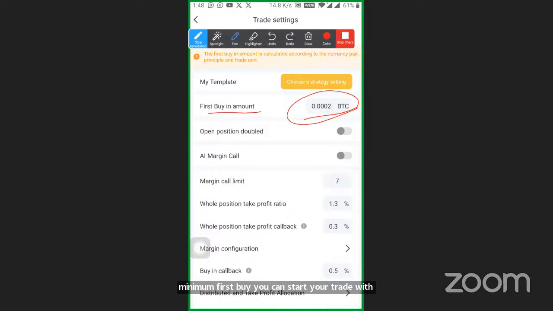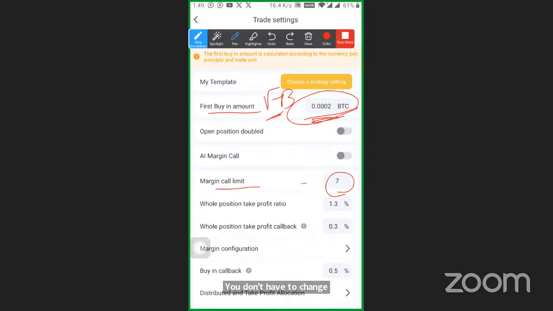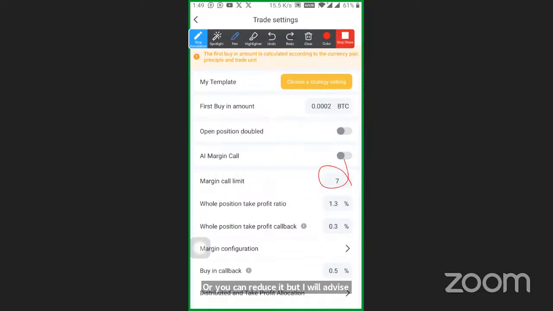Okay, so you can start taking notes. The first buy, which is recommended by Royal Q, is minimum 0.0002 BTC. You cannot go below this. You can increase it if you have big capital. Rest things are same. You don't have to change anything. Margin call limit will be 7. You can add more or you can reduce it, but I will advise don't go below 7, because if you start with a small capital, you can start with 7 margin calls. That will help you to cover at least a decent market drop also.